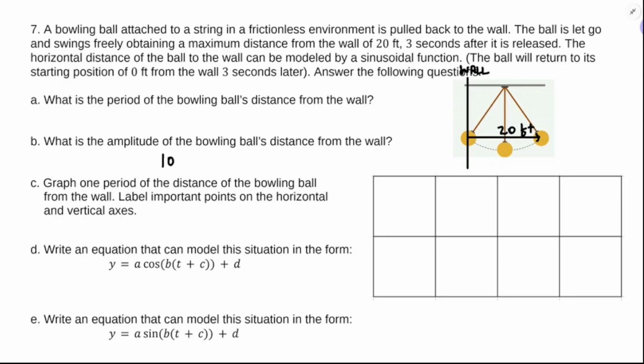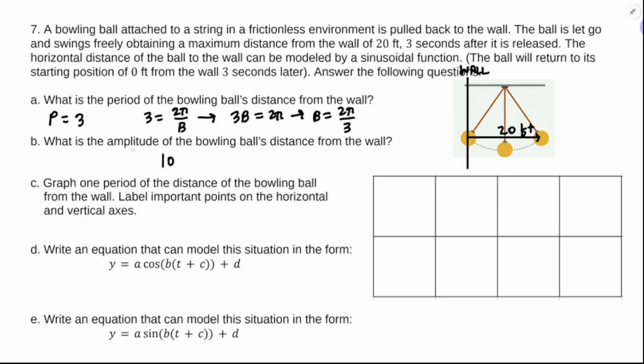Period. Okay, so it returns to its starting position of 0 feet 3 seconds later. So let go at t equals 0 at the wall, return to the wall after 3 seconds. Period equals 3. Period equals 2 pi divided by b. I'm not going to trick myself into thinking too hard on this one. B is going to equal 6. Okay, and no, it's not. I don't know why I keep messing that up. Okay, so we're going to go over here and do some cross multiplication. 3b equals 2 pi, and then b is going to equal 2 pi over 3, pardon me.